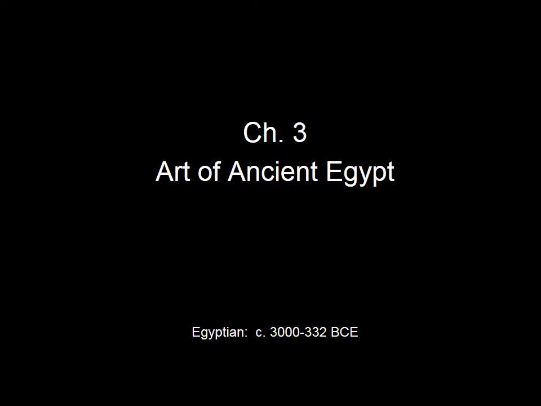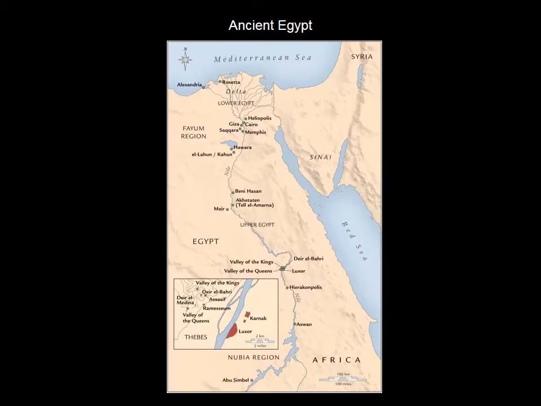You can see here I've given you the dates for the culture. We begin our discussion of Egypt right around 3000 BCE, which is when the territory becomes unified under a single ruler, and we begin what we call the Egyptian dynasties, about 30 in all, ending at 332 BC. Let me show you where we are.